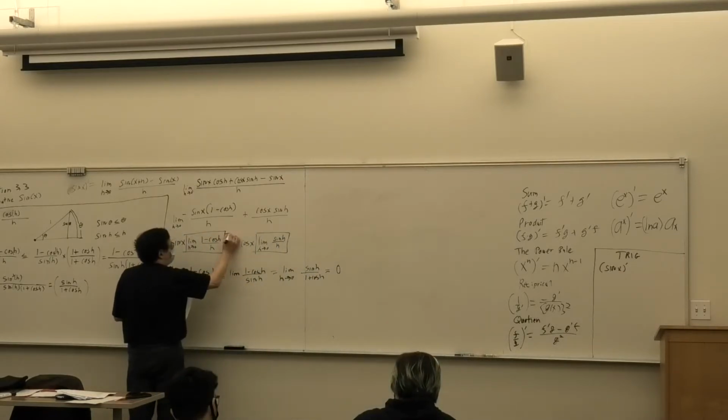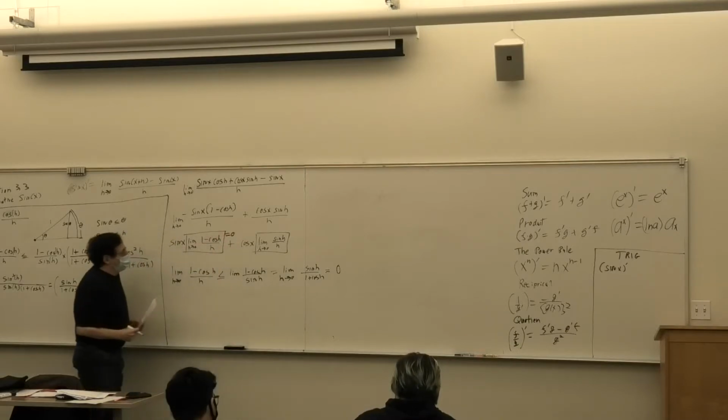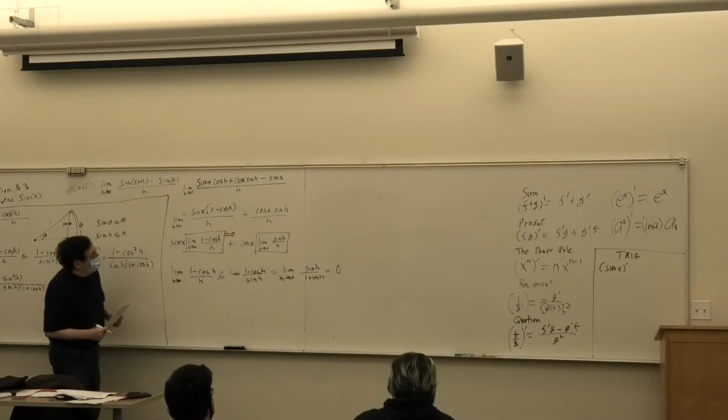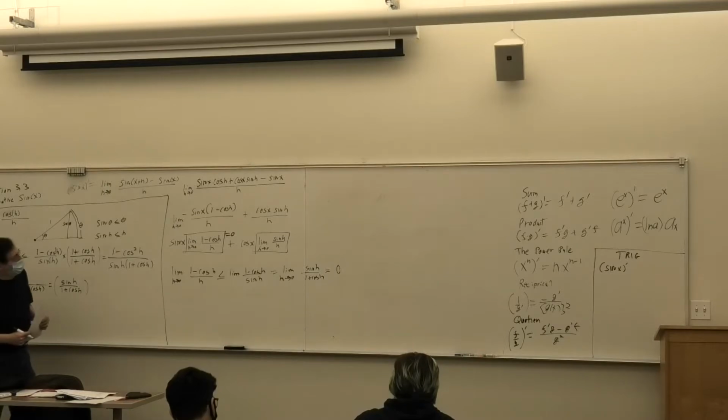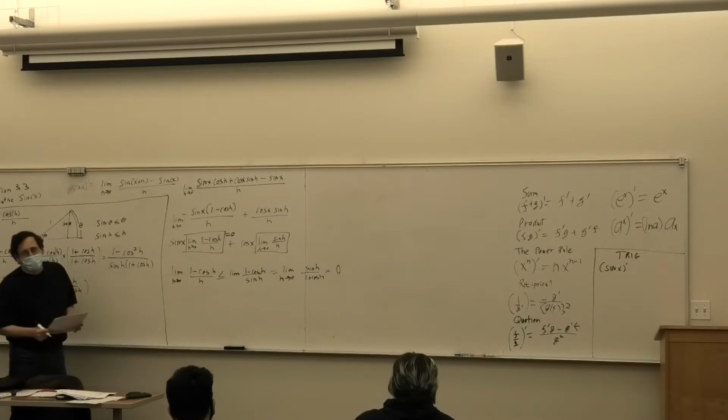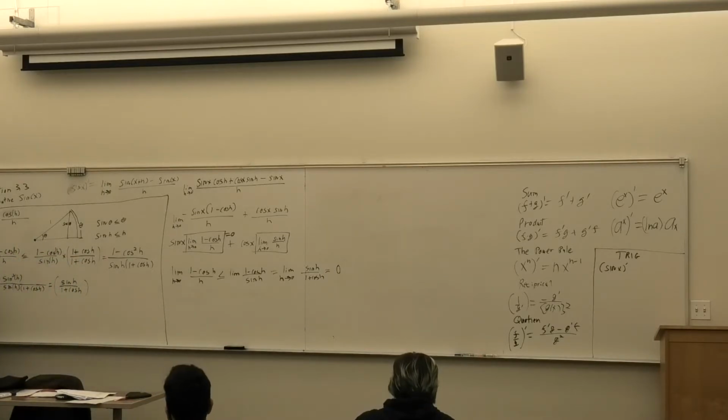So now we know that this is 0. That's why the minus sign didn't matter. Minus 0 is just 0. Okay, so that's half of what we wanted to show. Fortunately, that was the easy part.